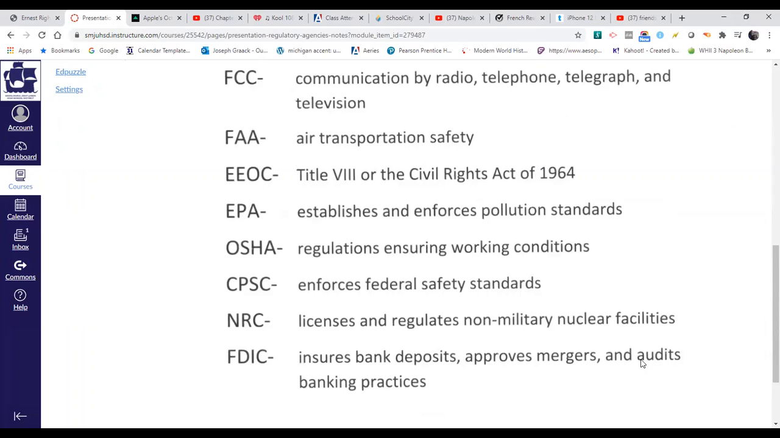Your Nuclear Regulatory Commission licenses and regulates non-military nuclear facilities. So this would be Diablo Canyon. This would be Santa Fe, which was just north of Oceanside. I think they shut that down. There's a Palo Verde nuclear power plant outside of Phoenix on the west side out on the Interstate 10. So any of those nuclear generating stations are regulated by that group. And then lastly, the biggest one, probably day to day for you, your parents, myself, is going to be the Federal Deposit Insurance Corporation.